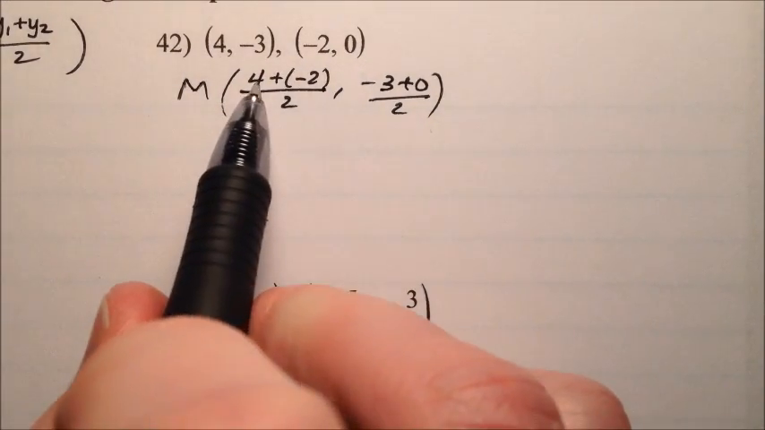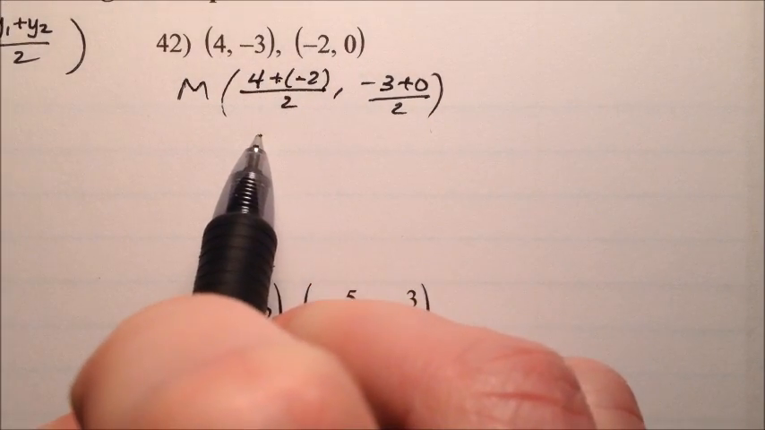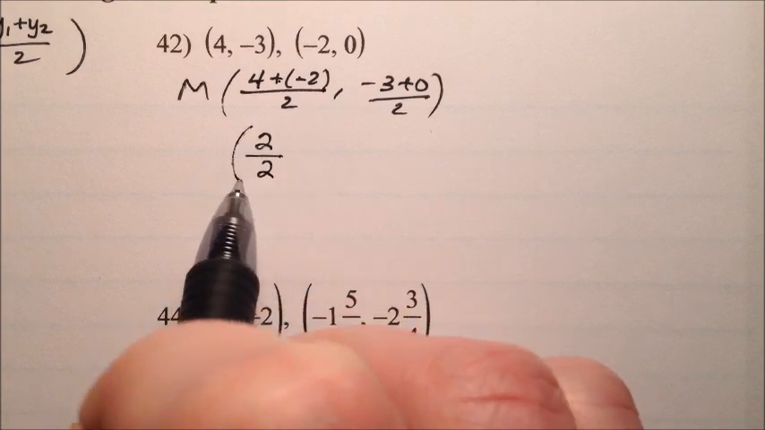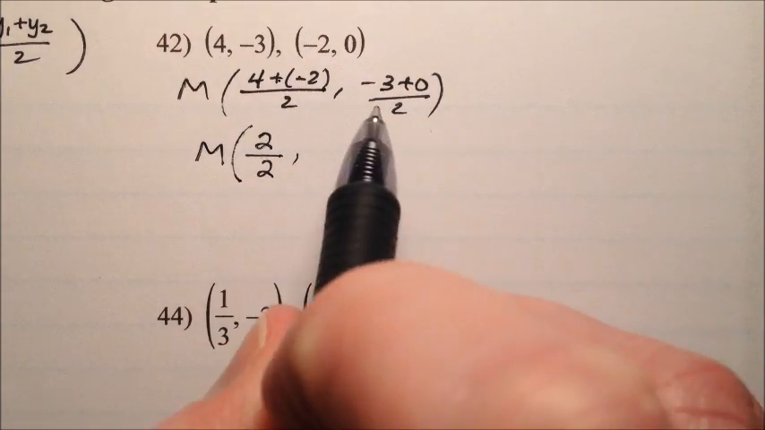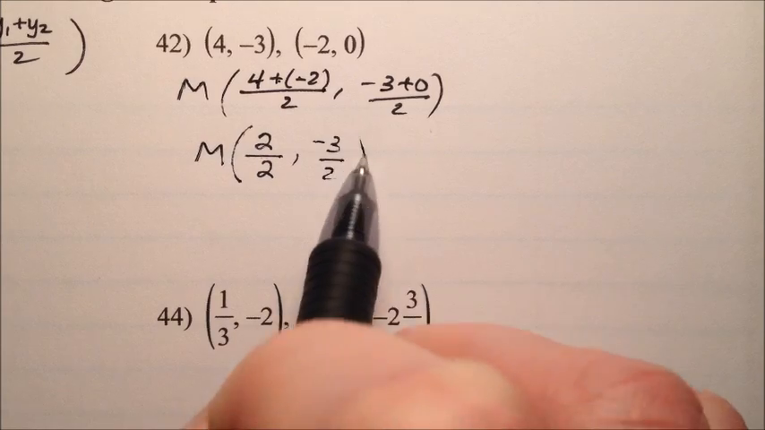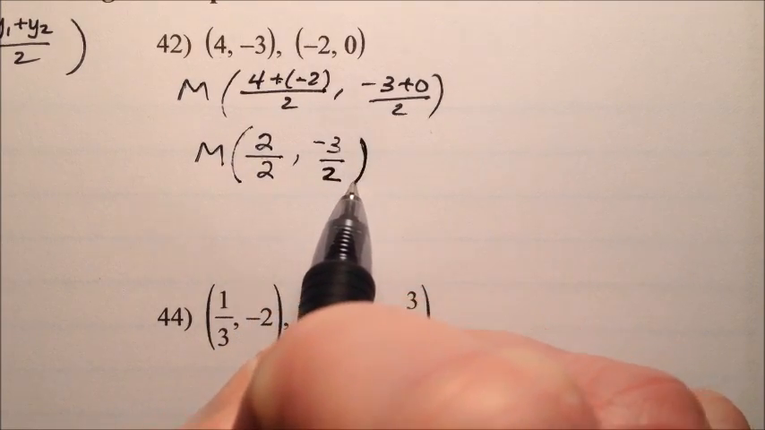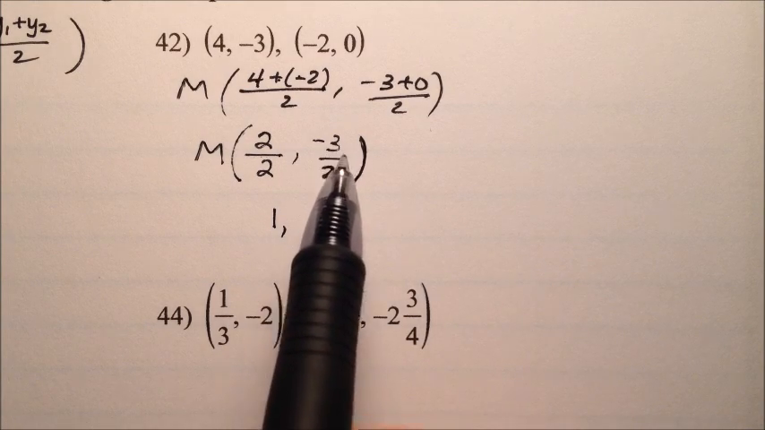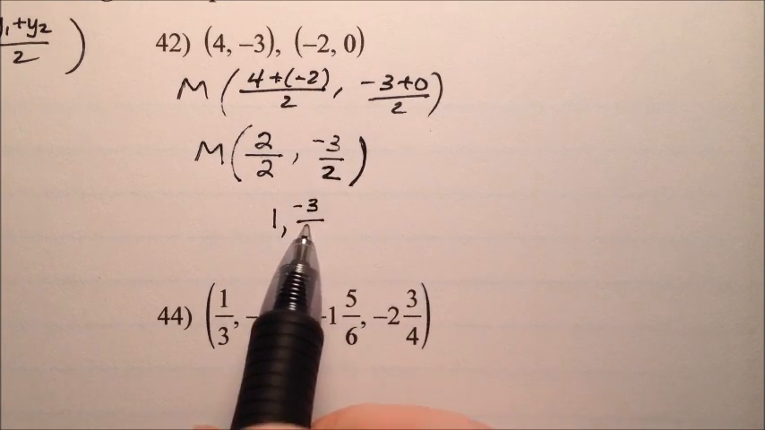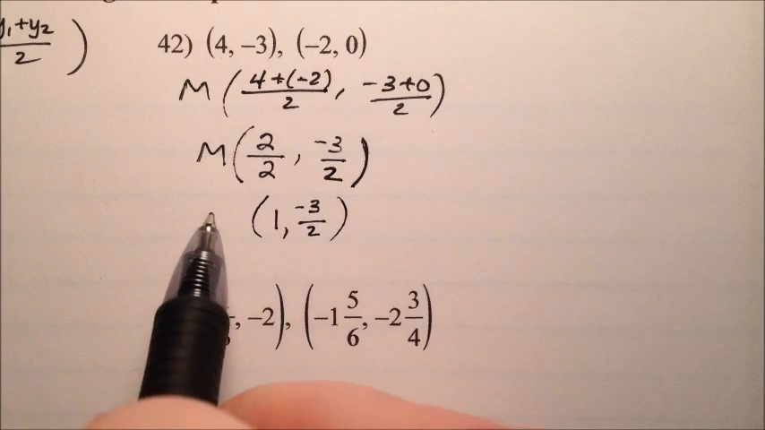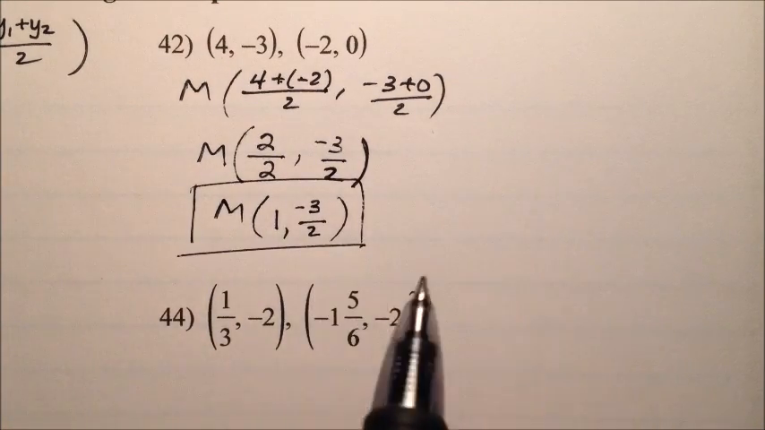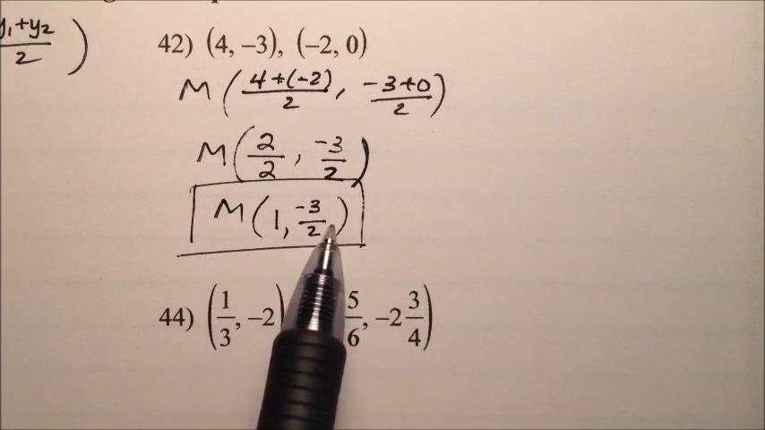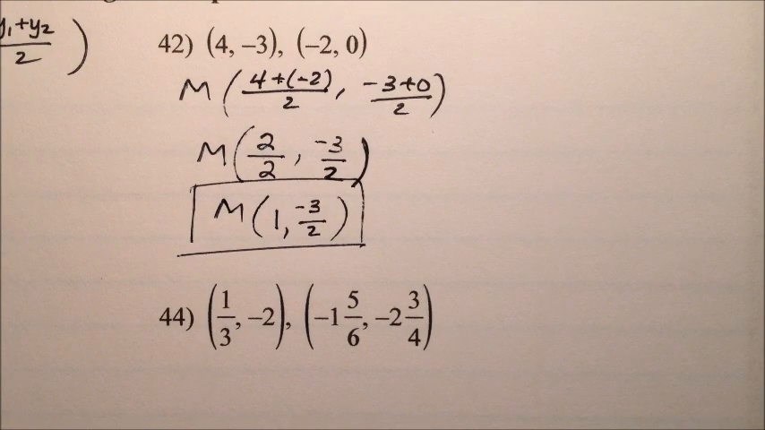Okay, so when we do that, 4 plus a negative 2 will just be 2. I'm going to divide that in half. And then negative 3 over 2. Well, 2 over 2 is 1, which is really nice, but negative 3 over 2 can't reduce. We can make it a decimal, I guess, but we'll just leave it as a fraction just like that. So our midpoint is 1 and negative 3 halves.